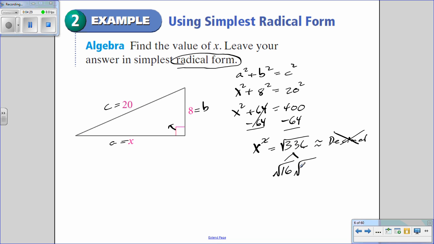16 is my perfect square that divides into 336 evenly. And it goes into it 21 times. The square root of 16 is 4. And the square root of 21, well, that stays as the square root of 21. So that's the length of this leg.